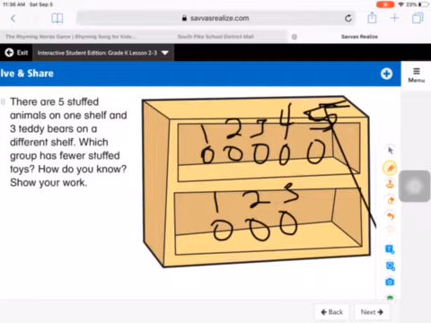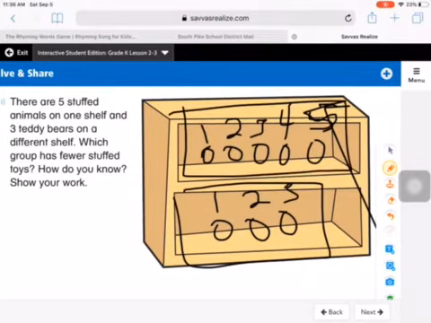So it says, which group has fewer stuffed toys, and how do you know? Which group do you think has less toys? If you said teddy bears, then you're correct. There are 3 teddy bears and there are 5 stuffed animals.